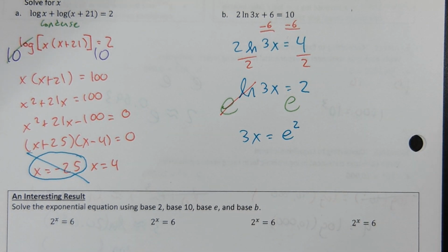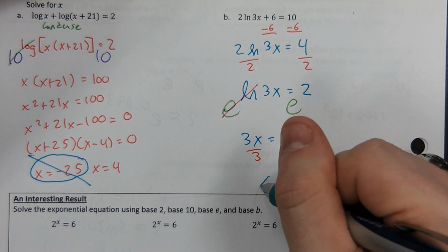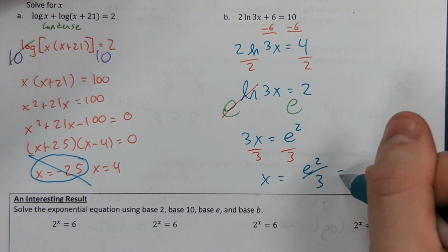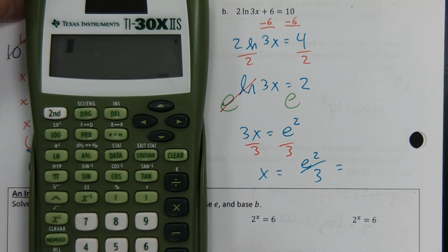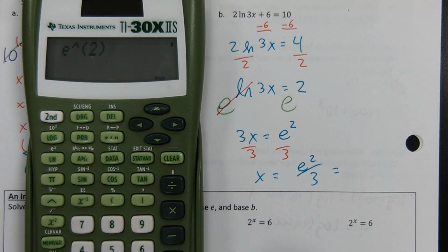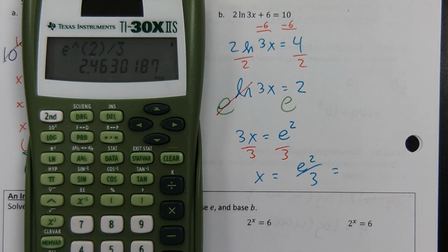And I think it's obvious. Just divide. We get our answer to be e squared divided by 3. I don't know what that is. My calculator does, though. Second ln squared, close the exponent, divide by 3. Let me remind you, on the other calculator, the battery-operated one, you have to type the argument of the logarithms first. You have to type the exponent of the e first. 2.463.